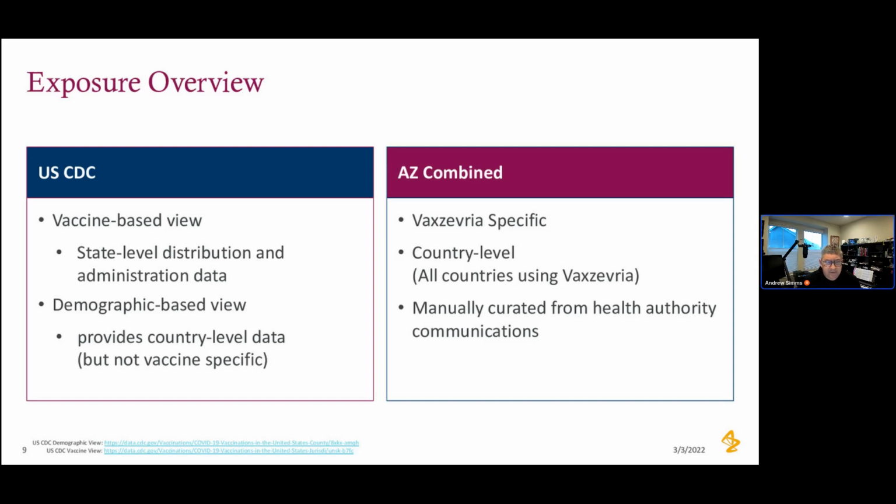For the AstraZeneca vaccine, we were able to use a combined exposure file. It included information from ECDC as well as individual countries reporting data. There was a manual harmonization process for this, but it ended up being mapped to a format similar to what is produced by ECDC. Again, at the country level, there's a lot of manual curation going on. And this was, of course, specific to the AstraZeneca vaccine.